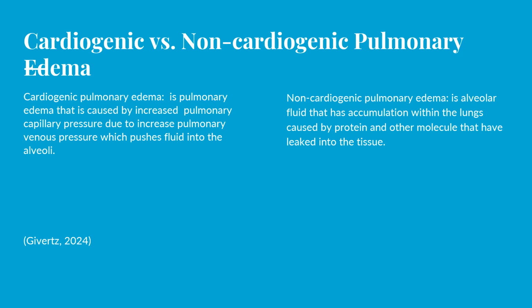is fluid in and around the alveoli, increasing pulmonary capillary and negative interstitial pressure, and damaging the alveolar capillary barrier. With non-cardiogenic, the disturbance of the endothelial barrier allows protein to escape the capillary beds and enhances fluid movement into the lung tissue.